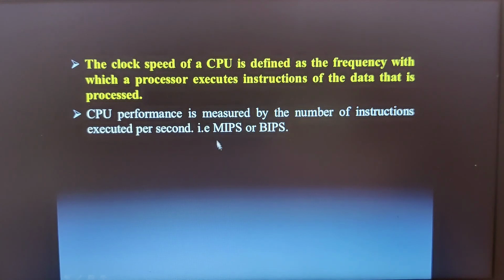Within the motherboard we have the clock. Based upon the speed of the clock signals, your CPU performance will be measured. The unit we use is million instructions per second or billion instructions per second. Usually we call million instructions per second megahertz, and billion instructions per second gigahertz. So this is all about the processor we have discussed.